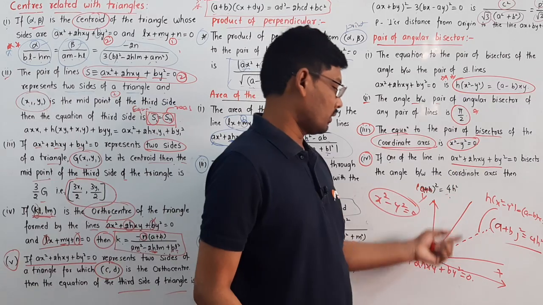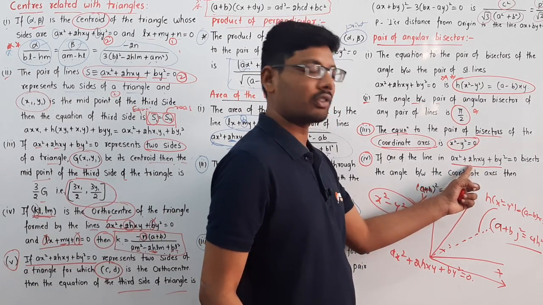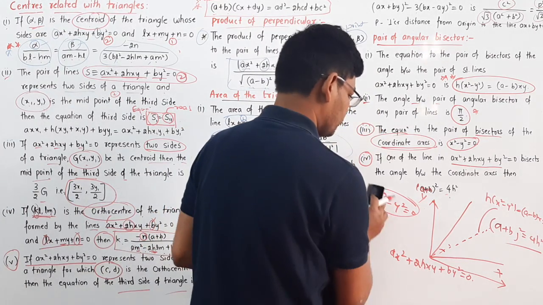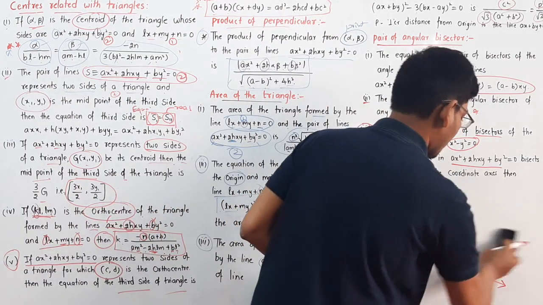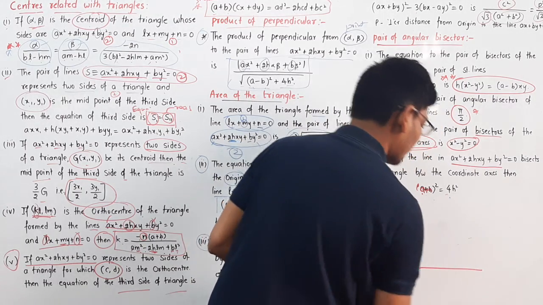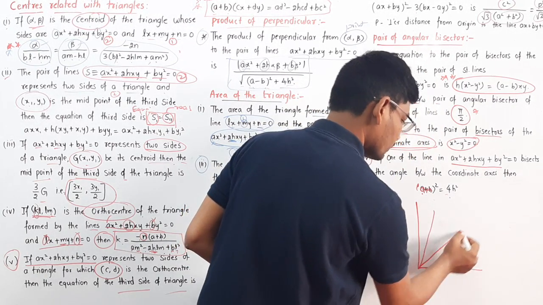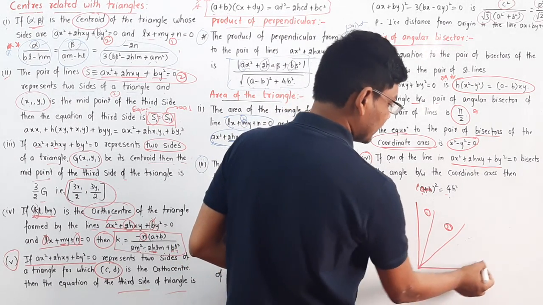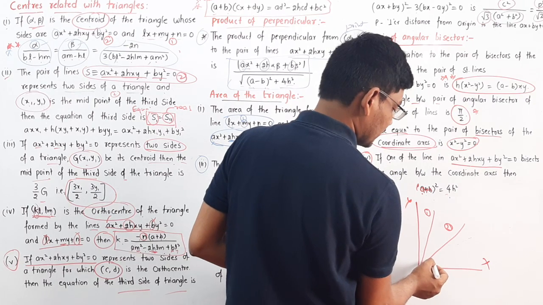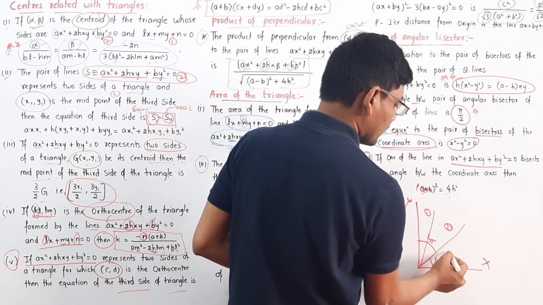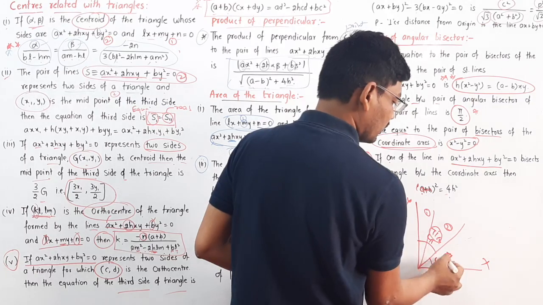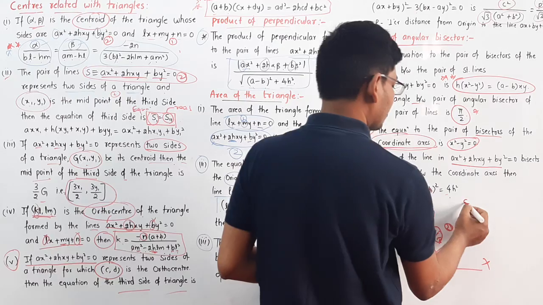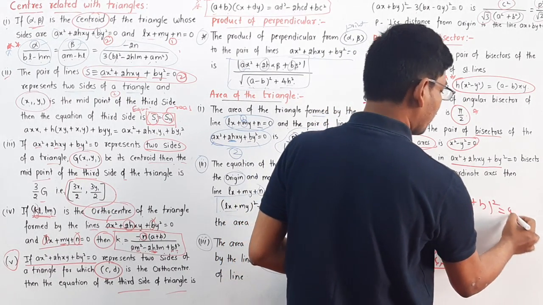Here, one line of the pair of straight lines bisects the angle between the coordinate axes. For example, this is the coordinate axes, and this is the pair of straight lines, this is the first line, this is the second line. This second line is bisecting the coordinate axes, the x and y axes. This is 45 and this is also 45, pi by 4 and pi by 4 in radians. So the second line is bisecting the coordinate axes, and the condition for this is (a plus b) whole square is equal to 4h square.